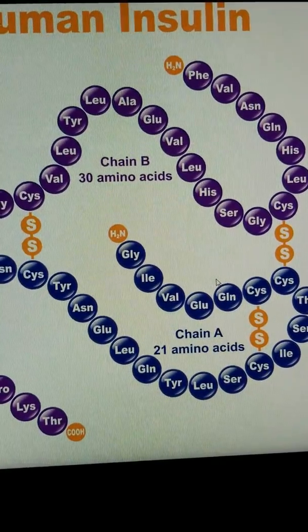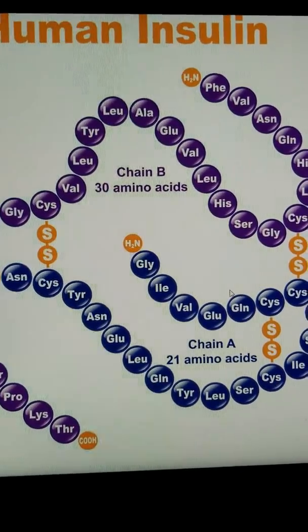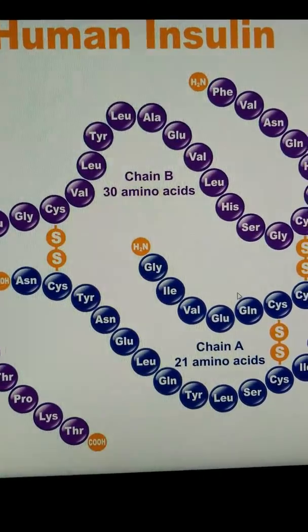This is the insulin presentation for cell biology by Jake Thompson. To start off, there is a summarization of proteins in general.